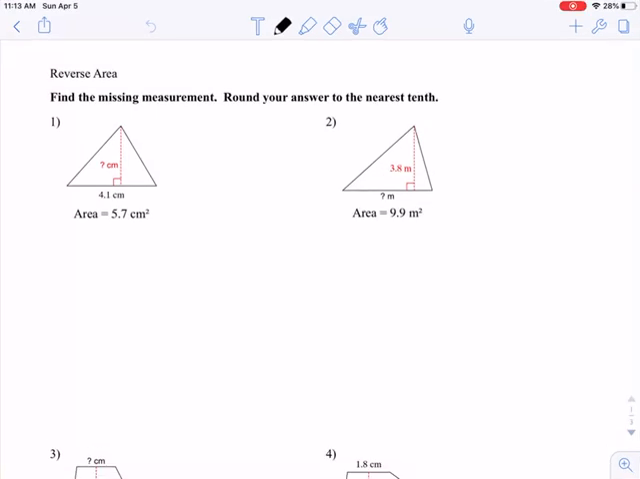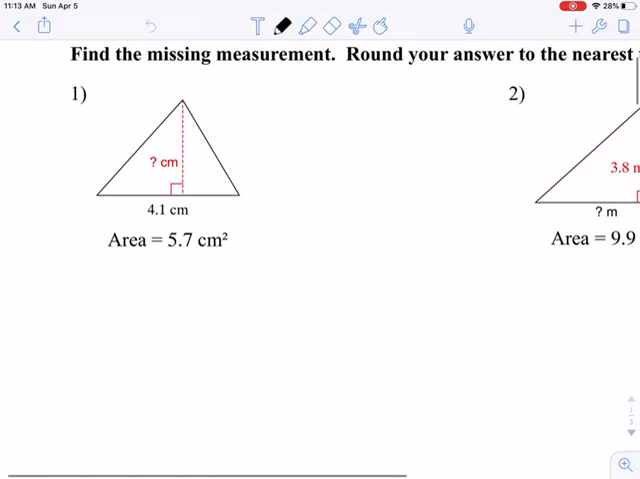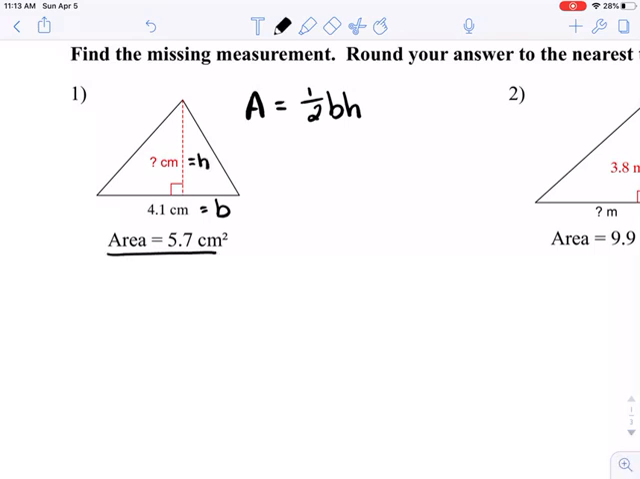So what we're going to work on is how to determine a missing measurement if you have the area of a shape. So we're going to start with triangles. The first thing you need to remember is that the area formula for all triangles is 1/2 base times height. So in this case, this is my base, the height is unknown, and I do have the area.